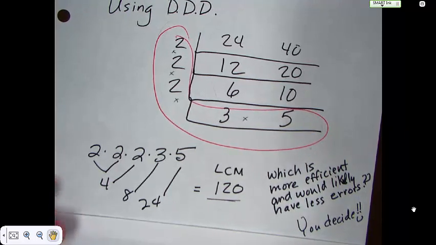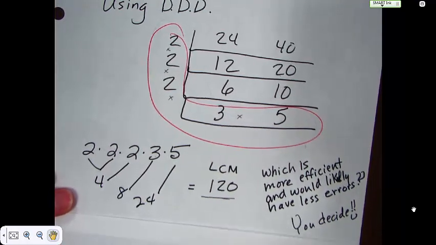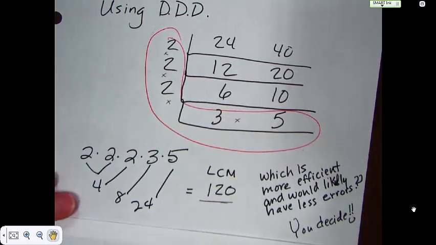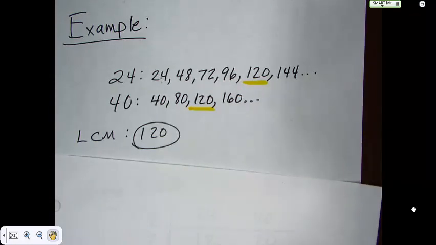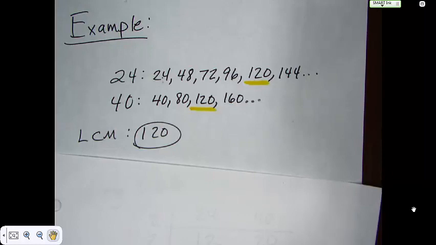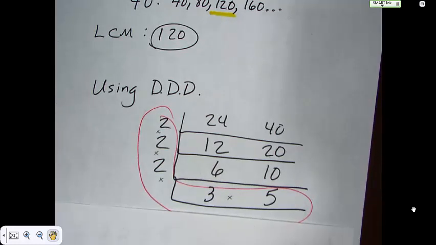Which is more efficient and would likely have fewer errors? I think you're going to have to decide what you want to do. You can do it this way, where you list all of the multiples and then find the least common multiple, or you can use double downward division, DDD, and you can find it that way.